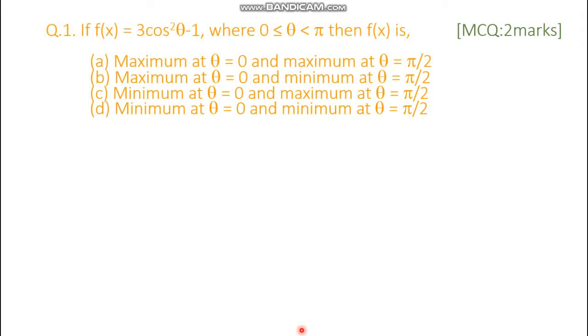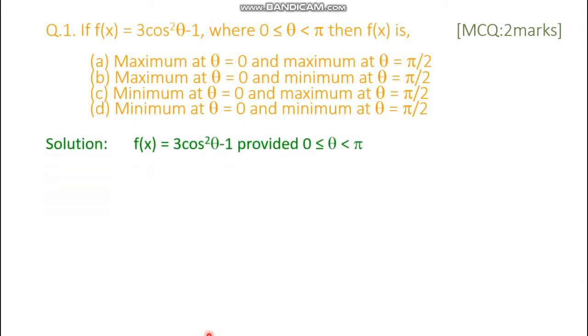So let's discuss a mathematical problem. We know the trigonometric functions from the previous lecture. If some function of x is 3 cos square theta minus 1, where 0 is less than or equal to theta less than pi, then the value of f(x) is what? This is an MCQ type question carrying 2 marks. What should be the correct answer? Theta is 0, then it is maximum; or theta is pi by 2, then it is maximum; theta is 0, then it is maximum; theta is pi by 2, it is minimum. So there are 4 options.